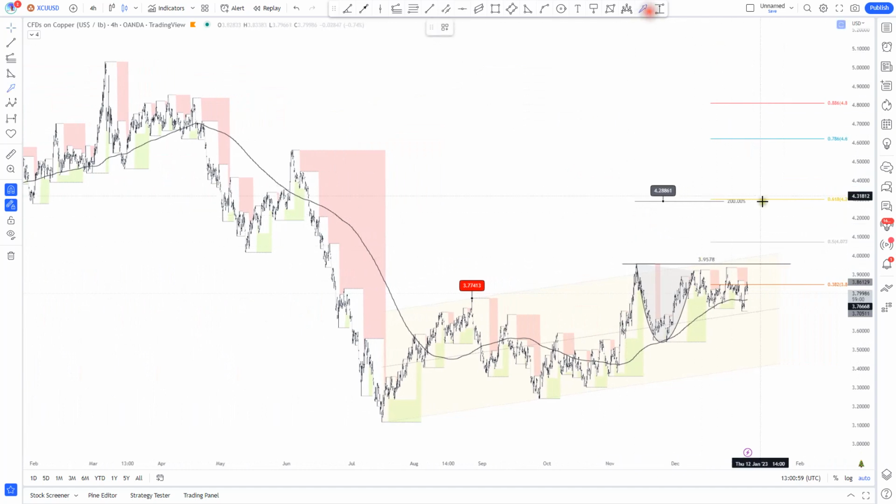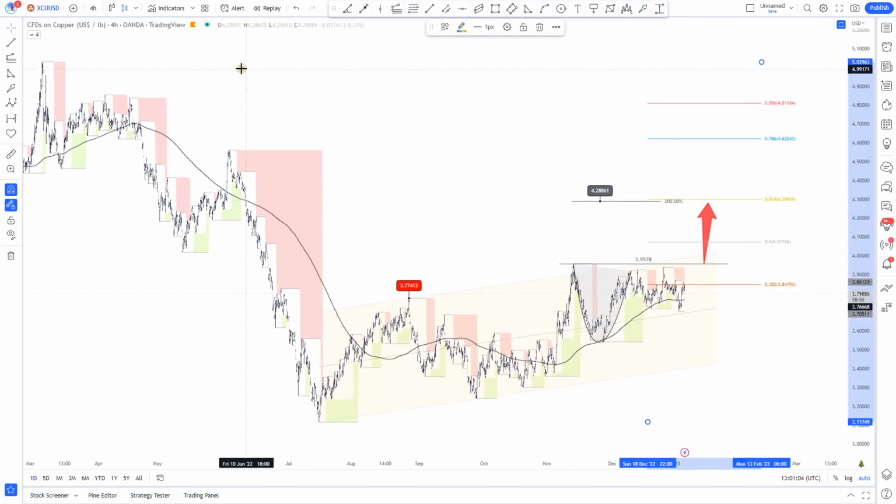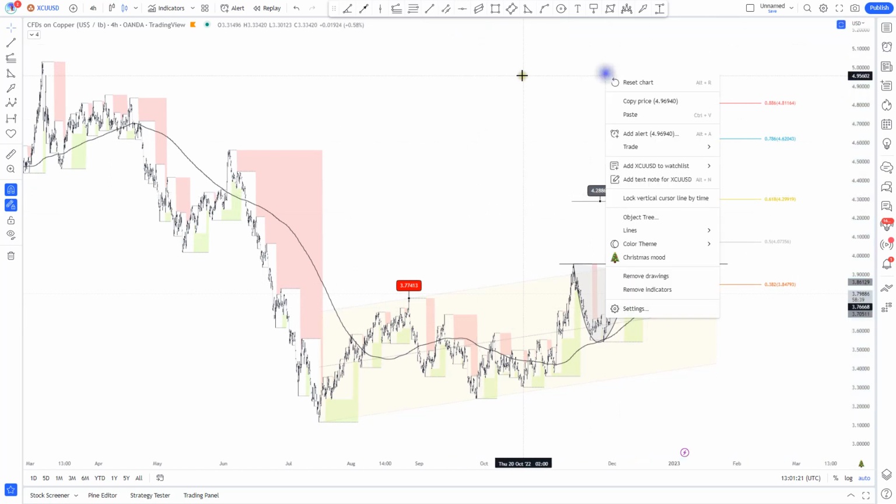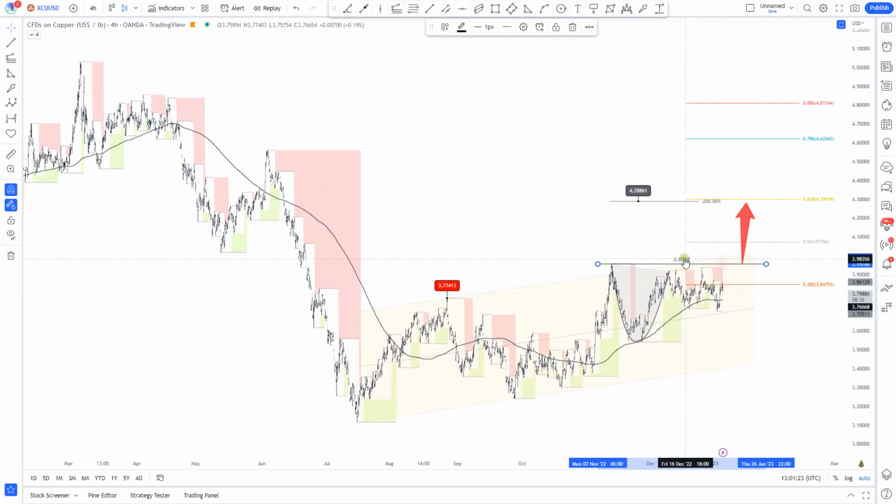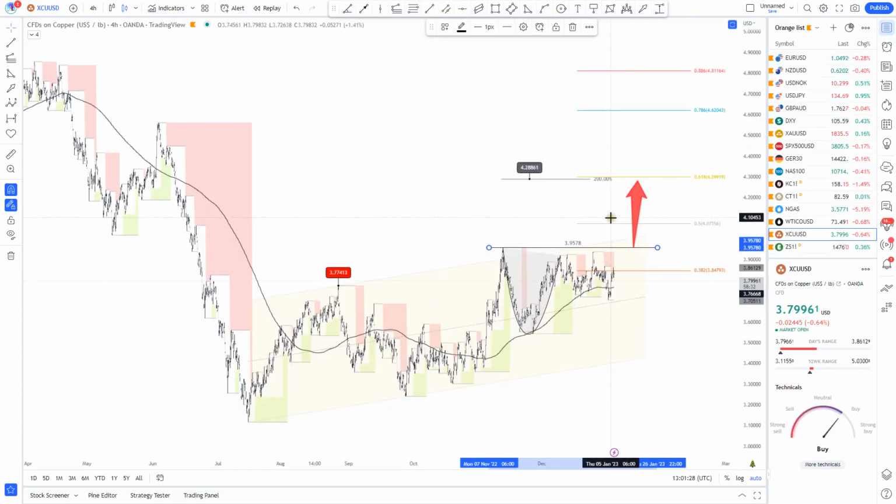So it takes a lot of time already, but I will assume that a clear violation of these highs, 3.95, should trigger a move to the golden Fibonacci retracement level from this previous structure high. So basically a violation of 3.95 may trigger a move to 4.28. Of course that can fail, and it will spend more time inside its channel, so pay attention to that possibility too, but only a violation of these highs will trigger my bullish sense for copper.